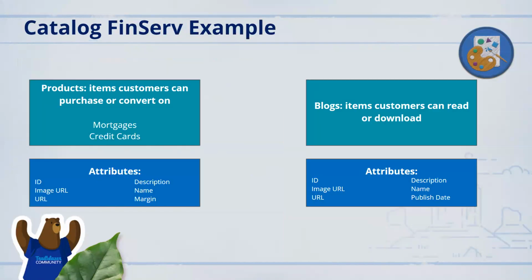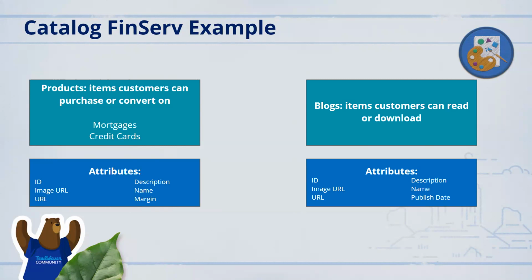So we've gotten a bigger picture of what the catalog structure is. Let's take a look at what a catalog structure could look like for a financial services firm. This catalog on your left here has products such as mortgages and credit cards that customers can purchase. These products underneath, you'll see, have basic attributes like ID, description, and name. They have image URL and URL, but they're also tracking margins. This is for the business to understand the value of the product.